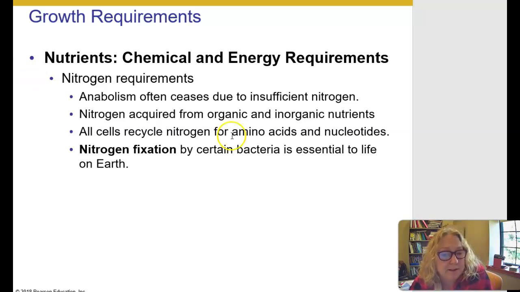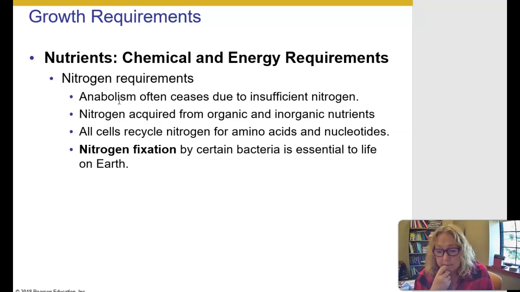Nitrogen requirements. It's the same thing with nitrogen. Anabolism often ceases due to insufficient nitrogen. Nitrogen is acquired from organic and inorganic nutrients. All cells recycle nitrogen for amino acid and nucleotide production. And nitrogen fixation by certain bacteria is essential to life on Earth.